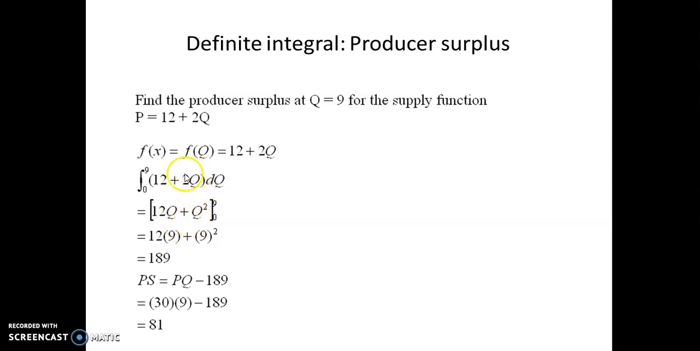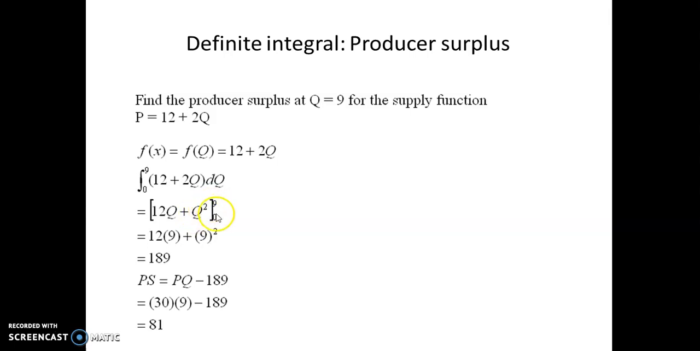So therefore, we integrate this function first, and you're going to get 12q plus q squared. How did I get the q squared? Well, q is raised to the power of 1, so 1 plus 1 is 2, and therefore 2 times 1 over n plus 1. So 2 times 1 over 2 becomes 2 over 2, which is simply 1.